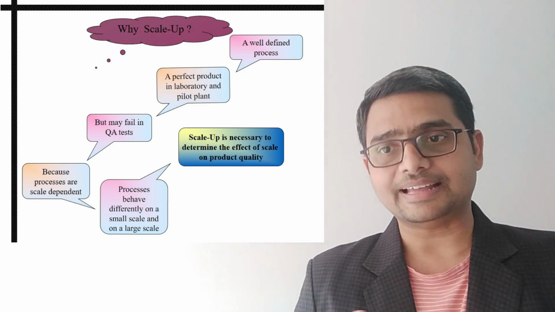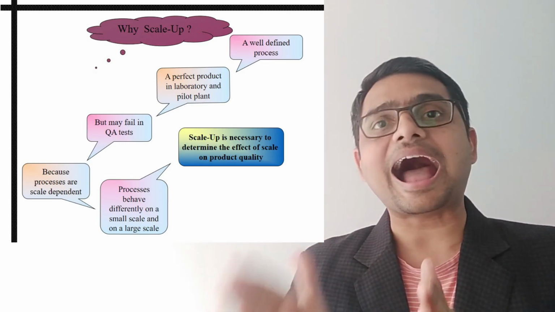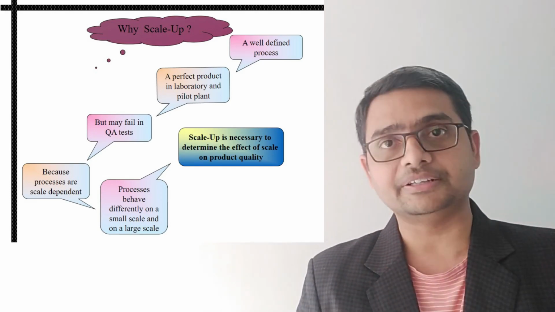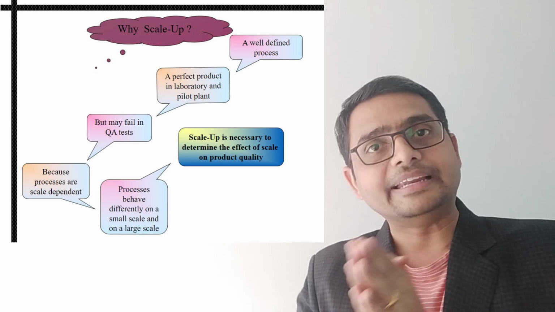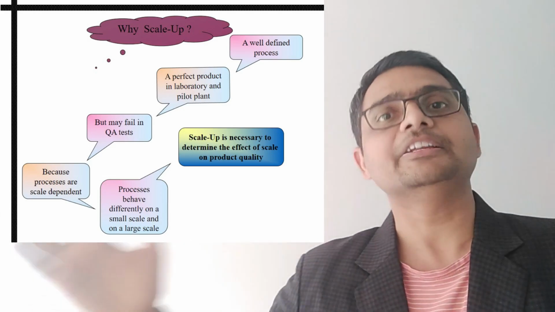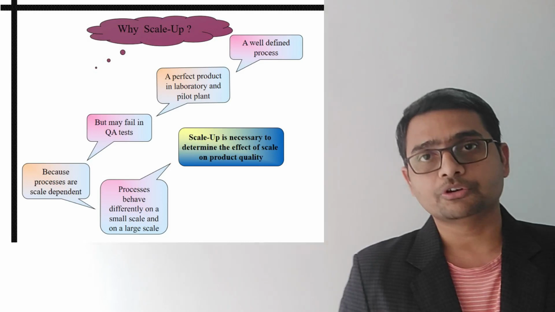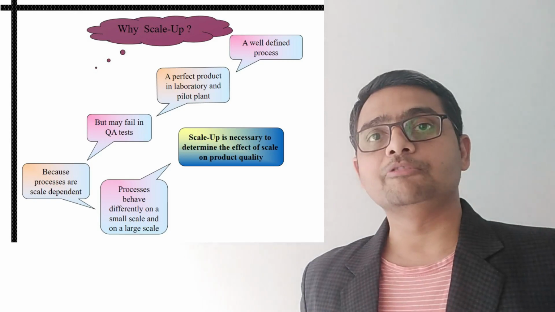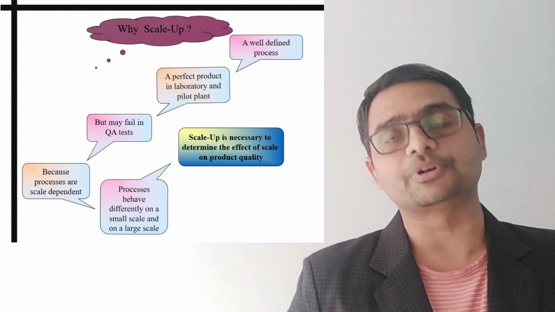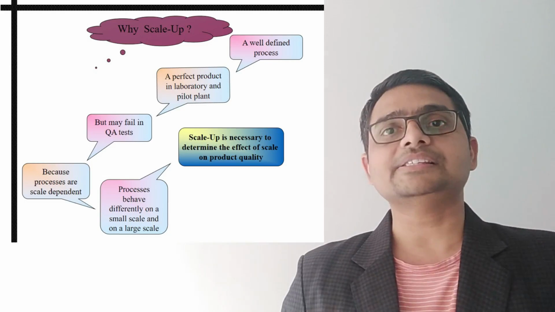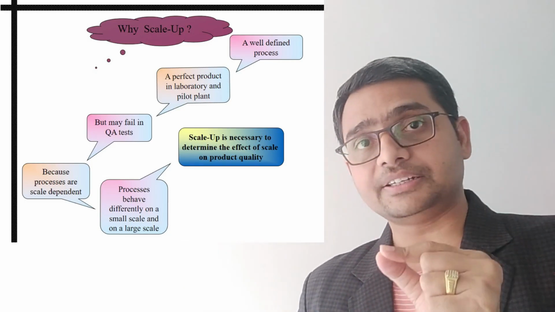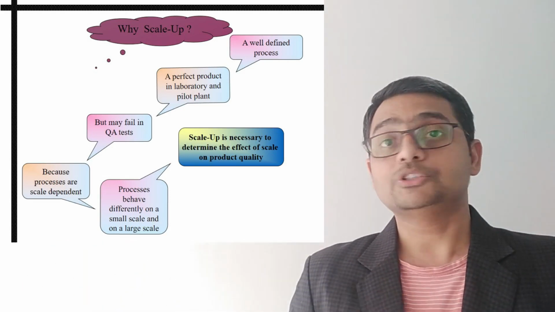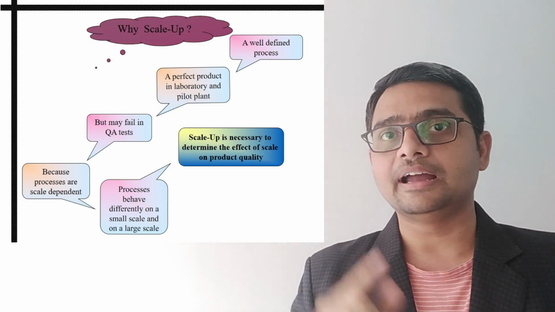So I would say that because processes are scale dependent, if you vary the quantity of material, obviously it will affect the quality of the final product. In that case, we need to check each and every scale with its evaluation characteristics of the product. At the same time, I can say that scale up is necessary to determine the effect on product quality. So after that, you will have a basic idea.